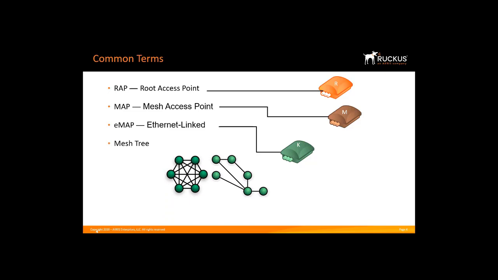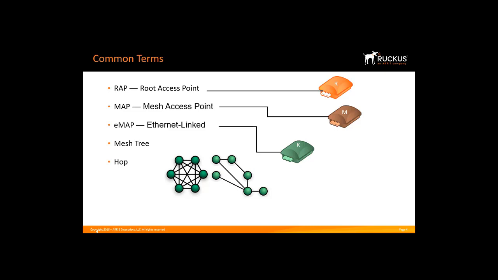A mesh tree. Each mesh AP can have exactly one uplink to a root AP or another mesh AP, and each root AP or mesh AP can have multiple mesh APs connected to it, resulting in a tree-like topology.